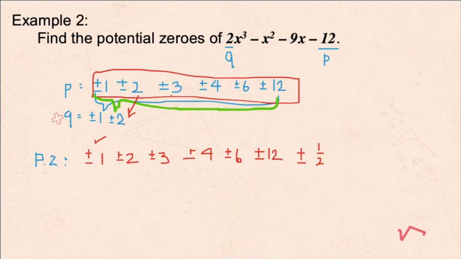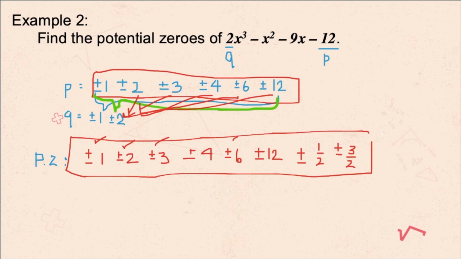Then 3 divided by 2 is 3/2. So we list that here. Then 4 divided by 2 is just 2, which is already in the list. 6 divided by 2 is 3, which is already in the list. Then 12 divided by 2 is 6, which is also on the list. This is now the complete list of potential zeros: positive negative 1, 2, 3, 4, 6, 12, positive negative 1/2, then positive negative 3/2.